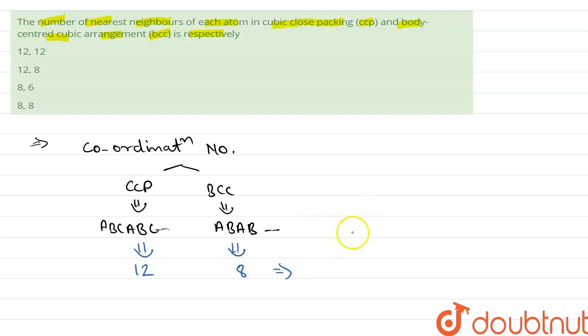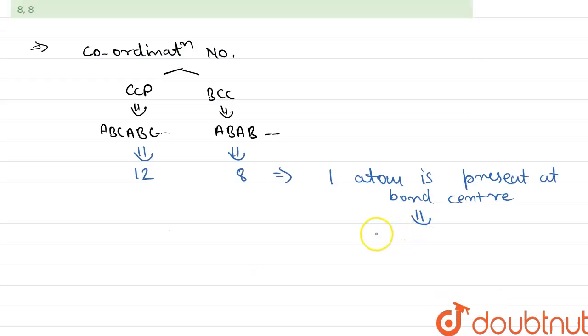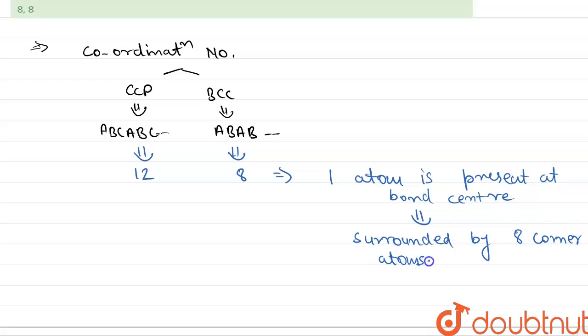The reason behind this is that in BCC one atom is present at the body center. Therefore we can say that one atom is present at the body center, which is surrounded by the 8 atoms at the corners. Therefore it is surrounded by 8 corner atoms. Hence we can say that here the coordination number in BCC is 8.